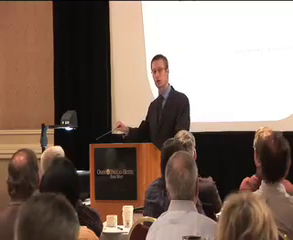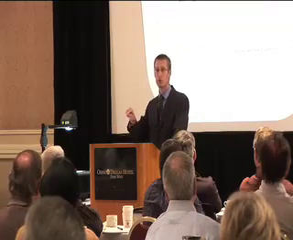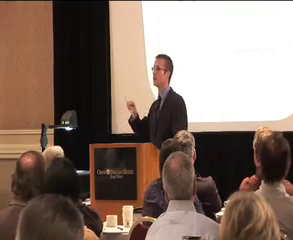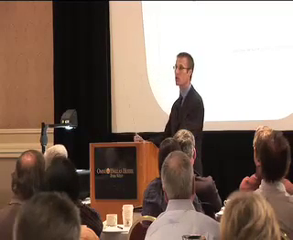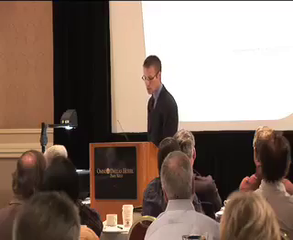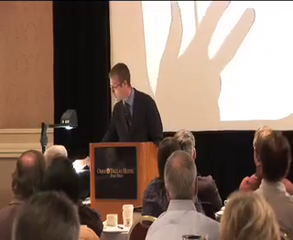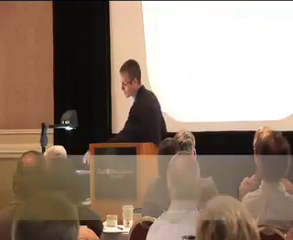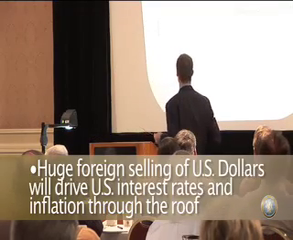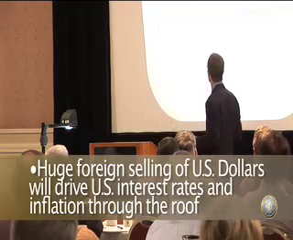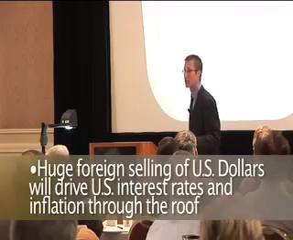The day that they're downgraded is the day that you have billions of dollars worth of paper dumped onto that market. That creates something of, call it a maelstromic vortex. It's not pretty, and it tends to snowball out of control. So we see huge foreign selling of U.S. dollars, and this is very critical. That is the key component driving interest rates and inflation through the roof.